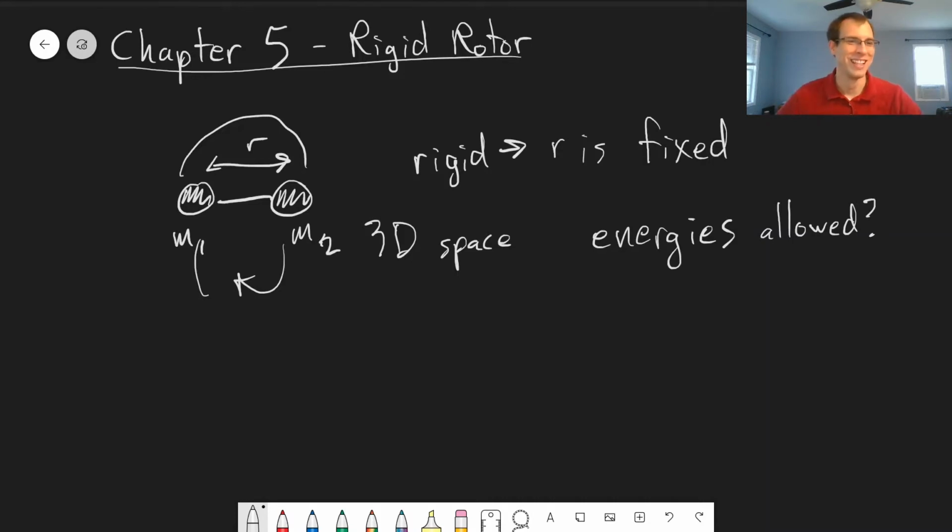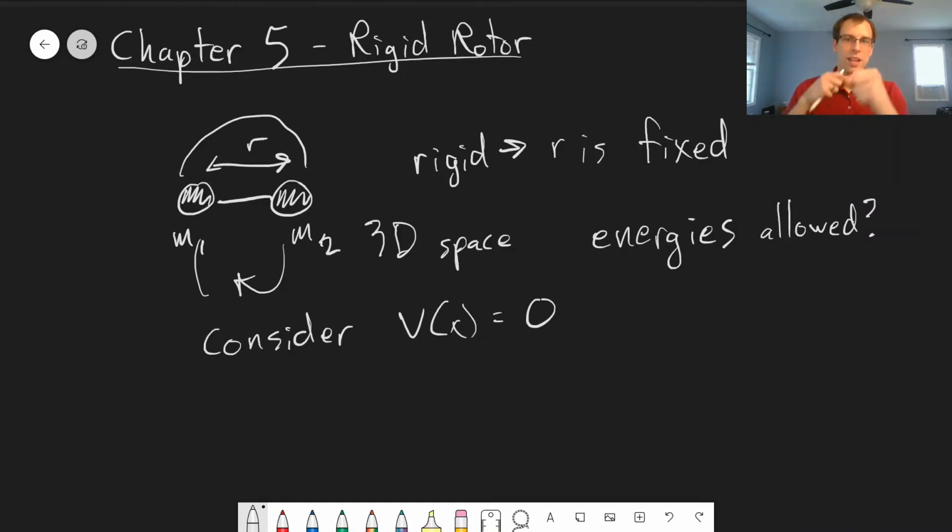And so what we'll do is consider the potential energy. I'll write x here, but it really depends on all the variables. We'll consider the potential energy to be 0, because r is fixed. We can imagine that there's an infinite potential barrier to keep the masses from moving relative to each other. This is a little bit like the particle in a box. We constrain the system to a specific situation.